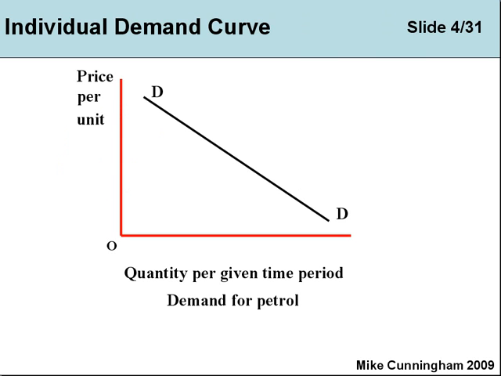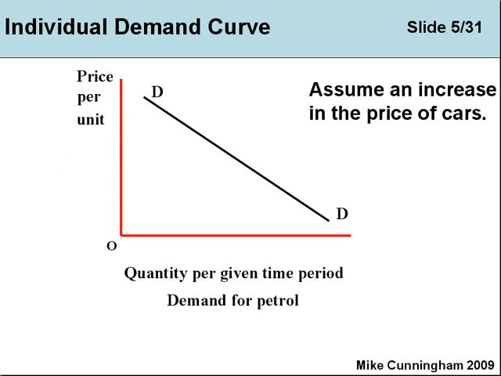Here's the demand curve. Let's say the demand curve for petrol. Now, let's assume that there's an increase in the price of cars. Well, cars and petrol are related. They go together, if you pardon the pun. They literally go together, and metaphorically and economically go together. The price of petrol influences the sale of cars. The sale of cars influences the price of petrol and the demand for petrol.